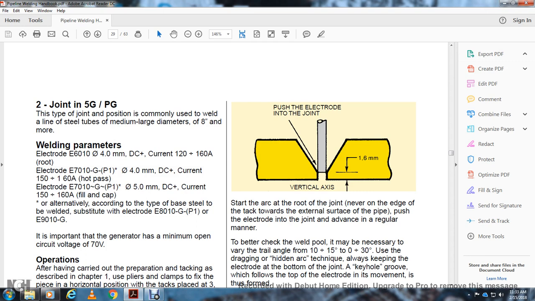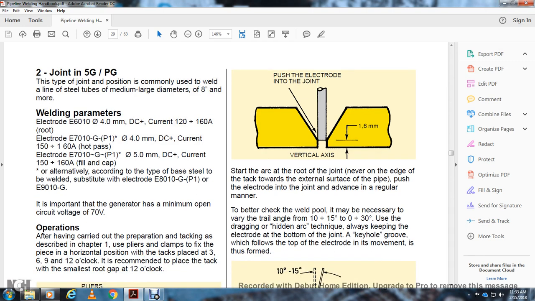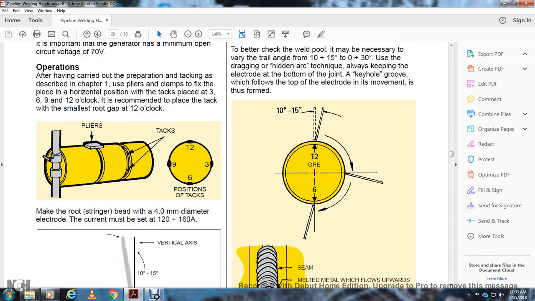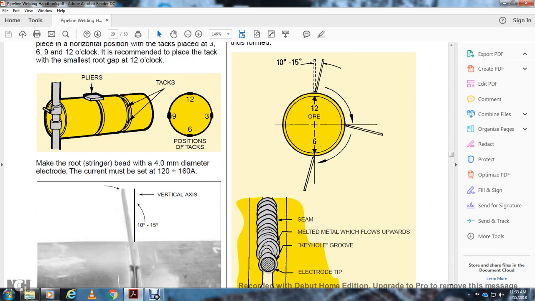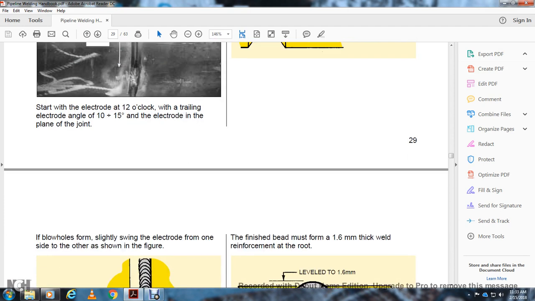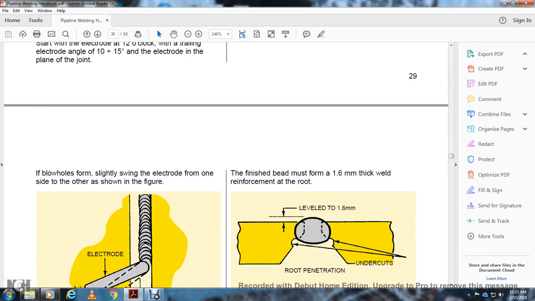Use a dragging, hidden arc technique. Always keep the electrode at the bottom of the joint, so that a keyhole is formed in the groove. At the 12 o'clock position use 10 to 15 degrees, then moving to the 6 o'clock position, the melted metal flows upward into the keyhole groove with the electrode tip. If blowholes form, slightly swing the electrode from one side to the other, as shown in the figure.